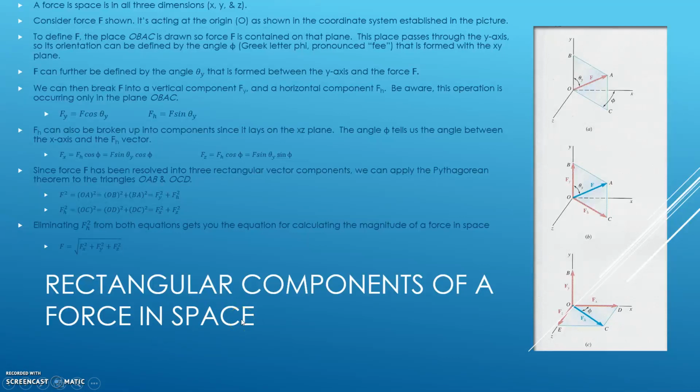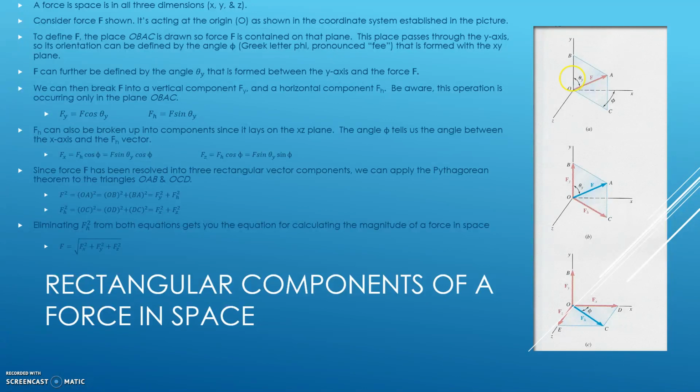Okay, so now what we're going to do is talk about adding forces in space, meaning three-dimensional. A force in space is in all three dimensions, x, y, and z. Notice over here on the right how our x, y, and z axes are. So x and y are like our flat piece of paper, and z is coming out of the paper, more or less, is how we'll be drawing this.